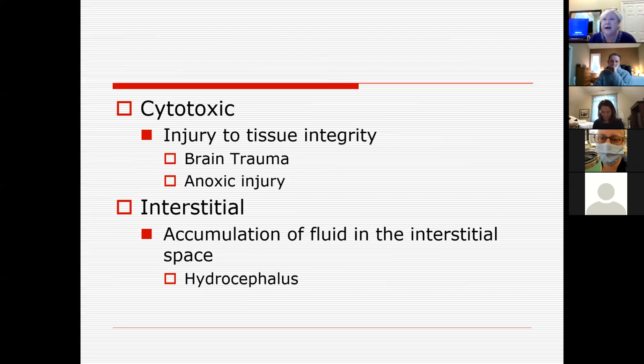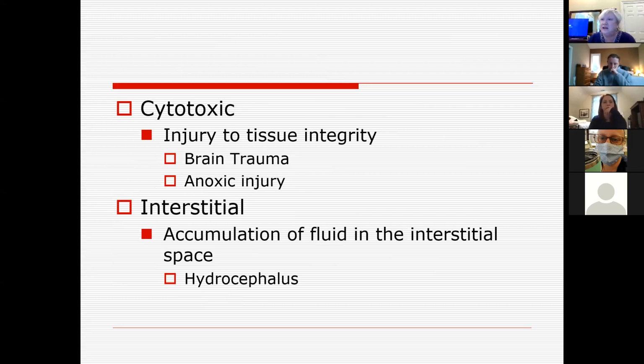A good friend of mine's child was 12 years old and choked on a toy. Believe it or not, I won't go into it, I don't have time, but they got the toy out, but he was down for a significant amount of time. He was up in PICU and he died from cerebral edema. They got his heart back, but he was down too long and he died from cerebral edema. So he has cytotoxic cerebral edema.